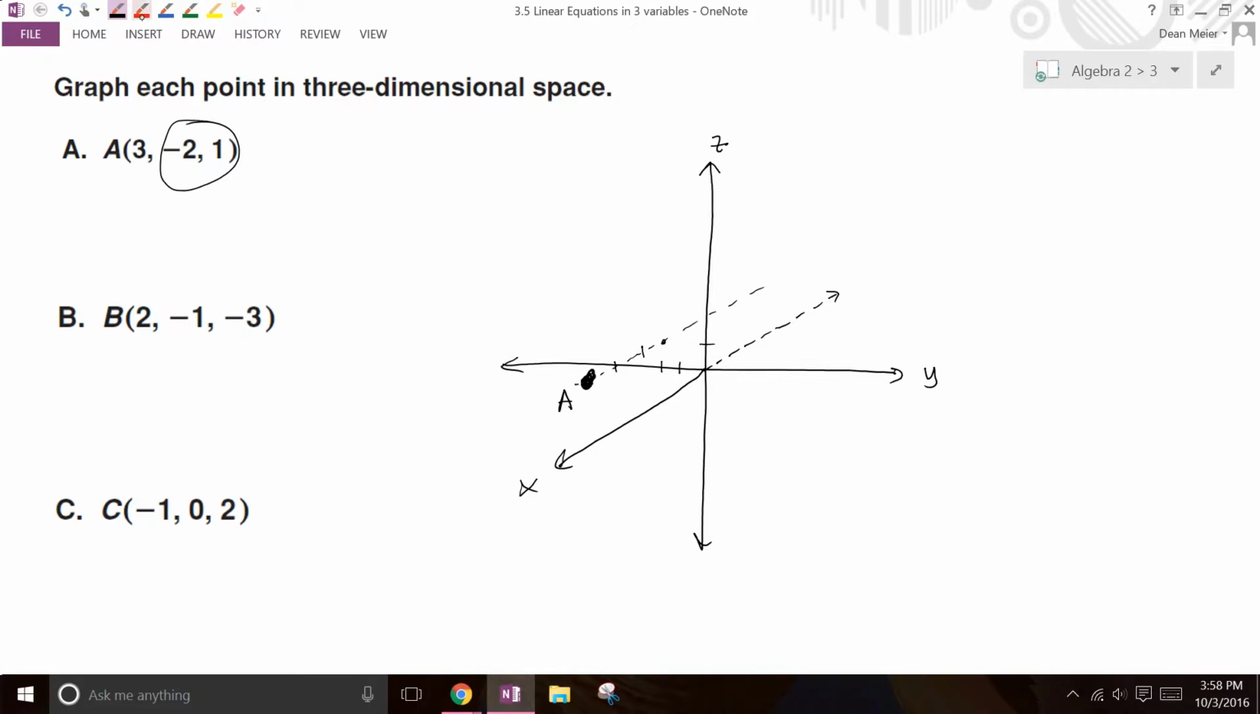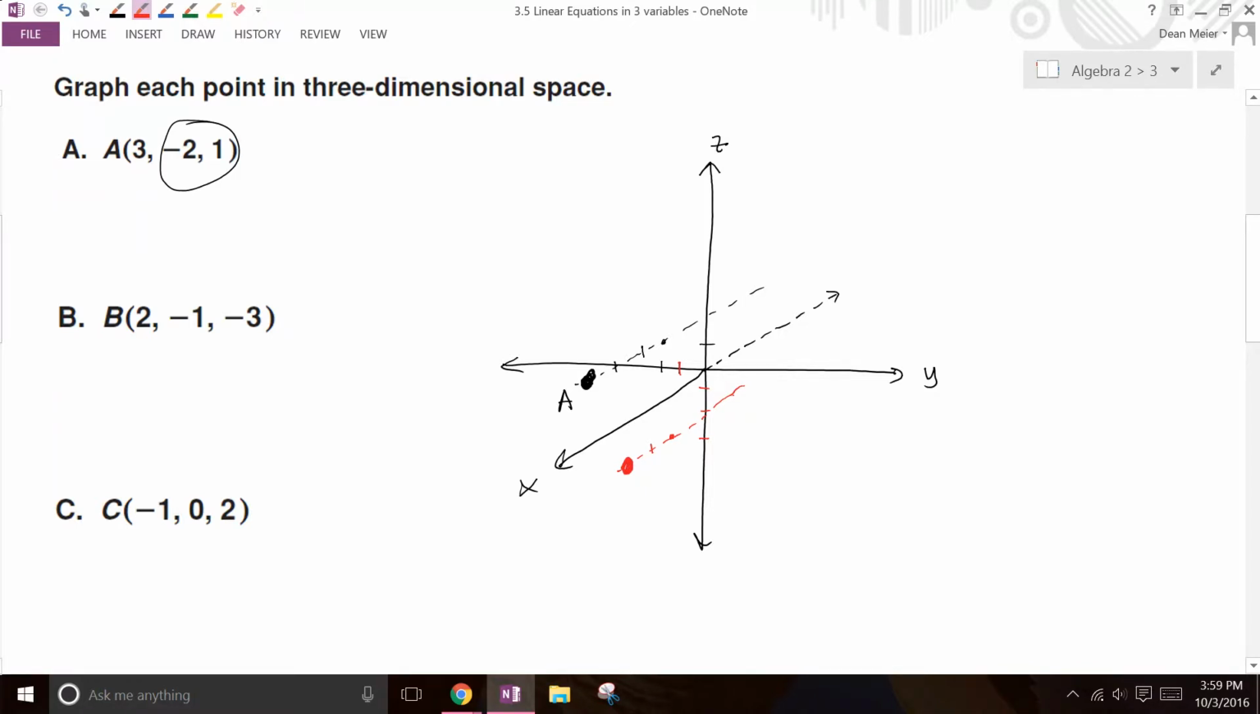What about the second one? I'll do it in red, say. So -1 and then -3. Again, I'm doing my y and my z first. And then I've got to be parallel to the x-axis. And I need to go 2 units out. So 1, 2-ish right there. And you have yourself a beautiful graph.